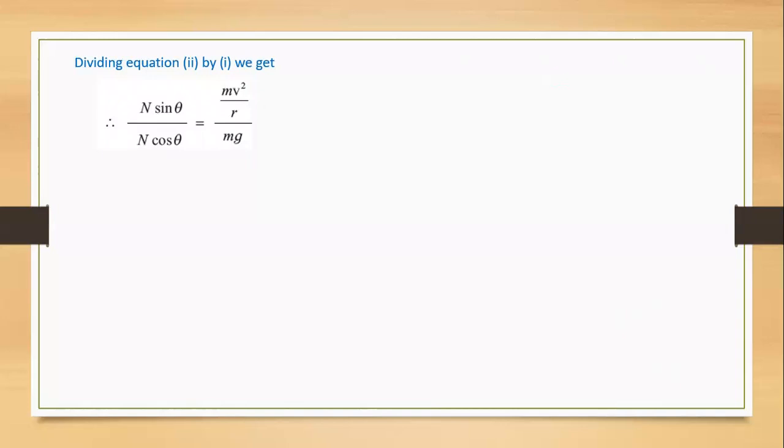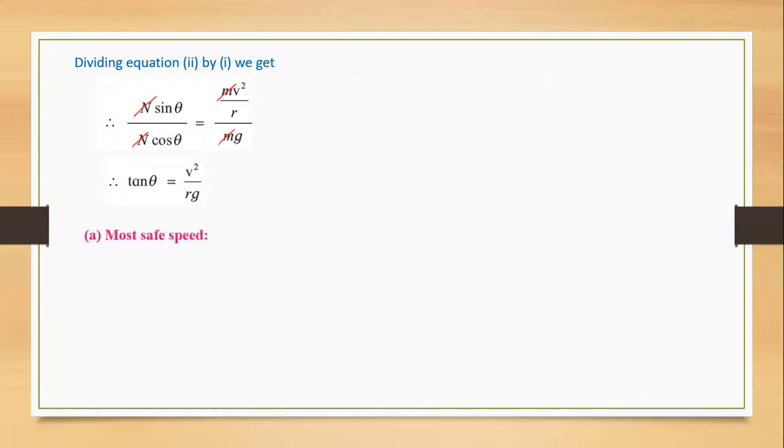Now we can cancel the common terms. So here this N, N get cancelled. So here this m, m get cancelled. So we can write the next step. This sine divided by cos is tan. And this right hand side is V square divided by RG. G is shifted up. So we get tan theta is equal to V square by RG.